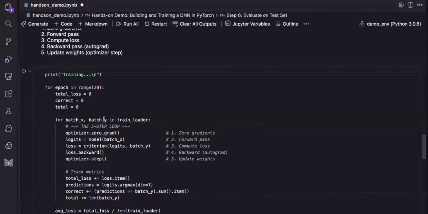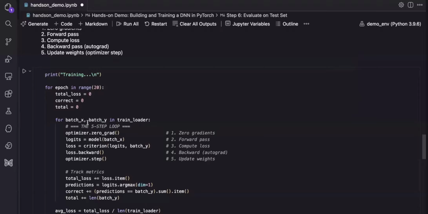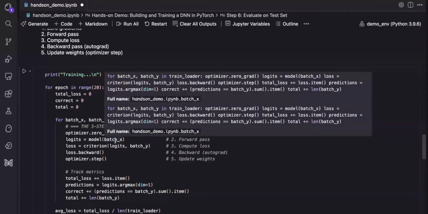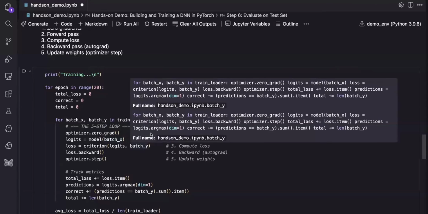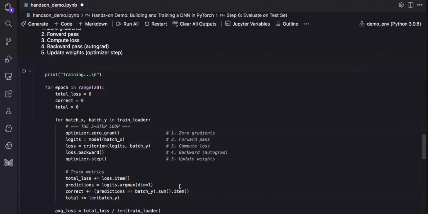For batch X, batch Y in train loader, the data loader splits the 700 training examples into batches of 32. With 700 examples and batch size 32, that gives us 22 batches per epoch. Each iteration of this inner loop is one gradient update step. So we do 22 updates per epoch, not just one.